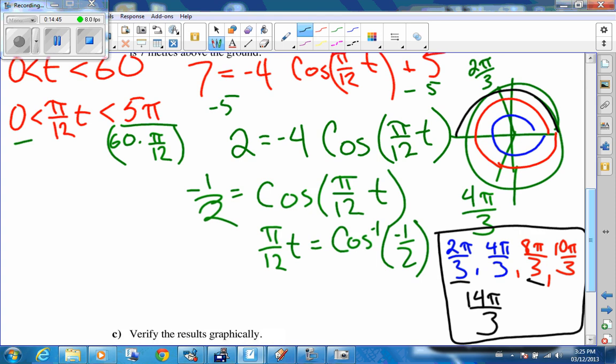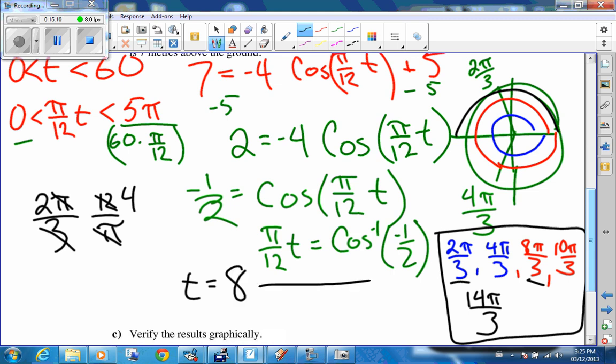And now I convert those into times by multiplying all of them by 12 over pi. So 2 pi over 3 times 12 over pi. My pi's cancel. So it should be 8. So that's going to be 8 seconds. And then this is just going to be double that, so it's going to be 8 and 16 seconds. Sure, that sounds good to me.